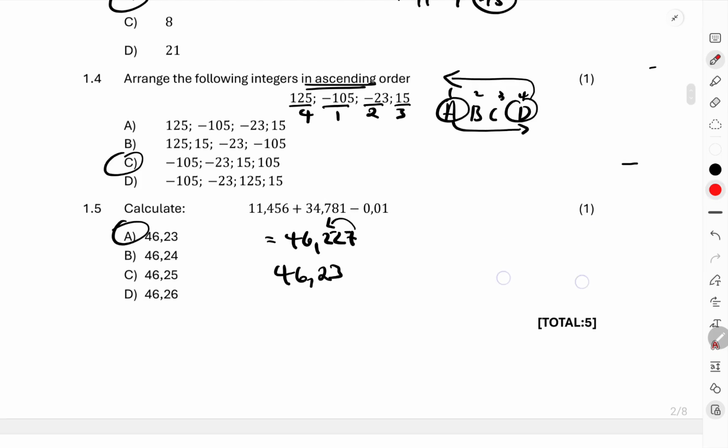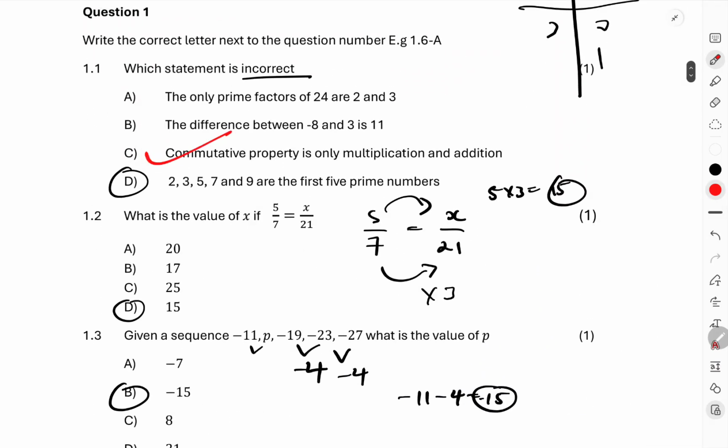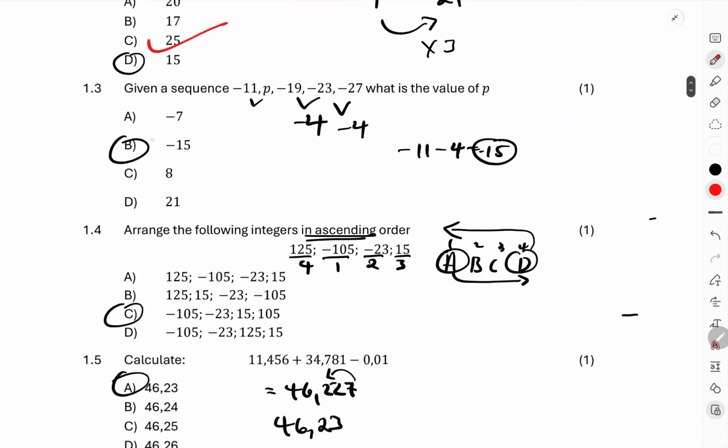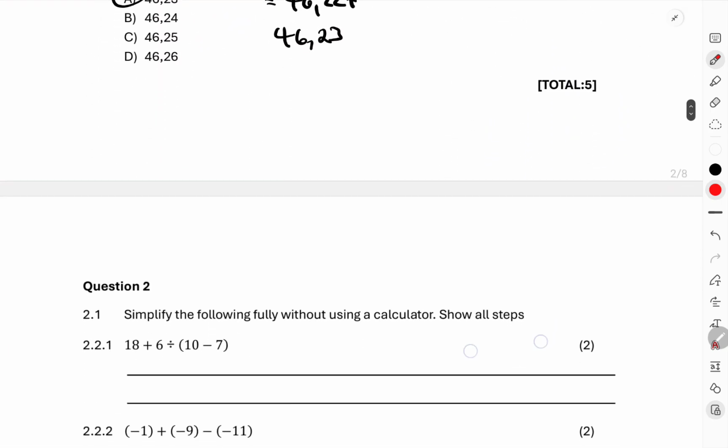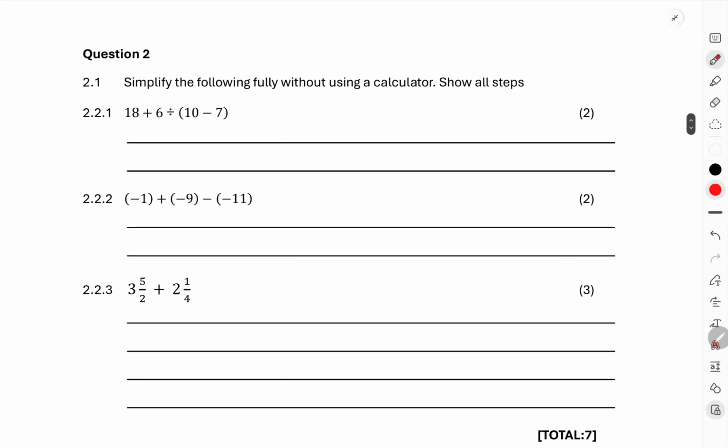Now let us mark for ourselves, 1 mark each. You are going to receive 1 mark this side, 1 mark there, 1 mark here, 1 mark here, and also 1 mark here, right? Let us go to question 2.